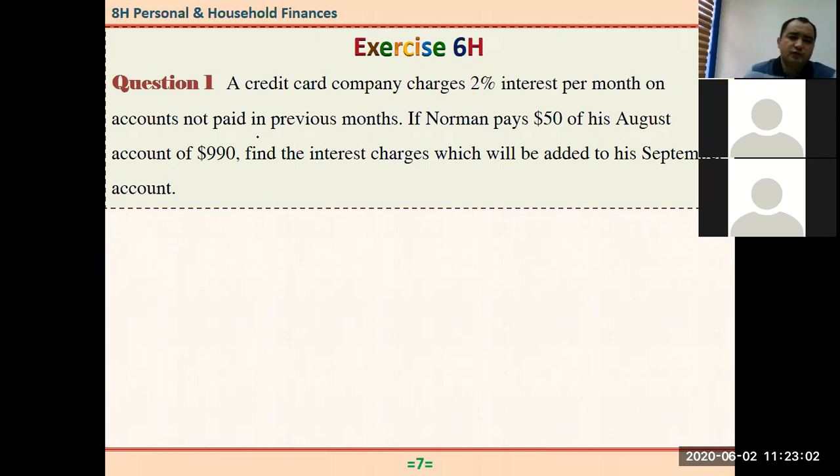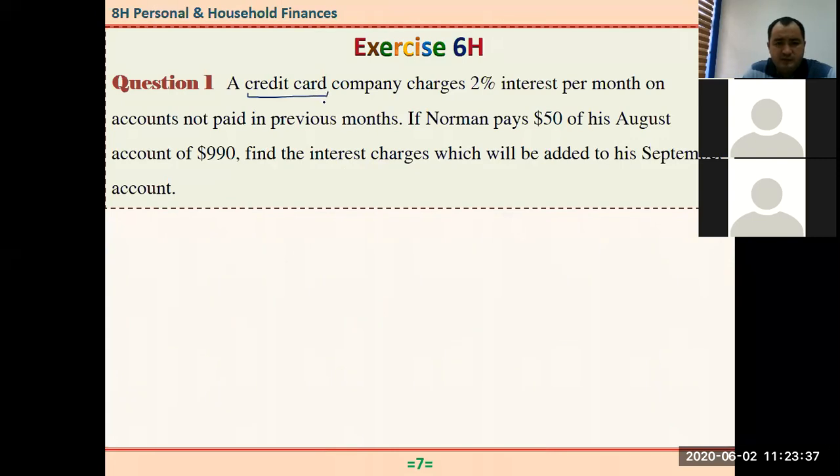In this question 1, it says that a credit card company charges 2% interest per month on accounts not paid in previous month. If Norman pays $50 of his August account of $990, find the interest charge which will be added to his September account. All right. But if you have never seen such question, there are a lot of things that we have to understand here. From the beginning, first it says that a credit card company.